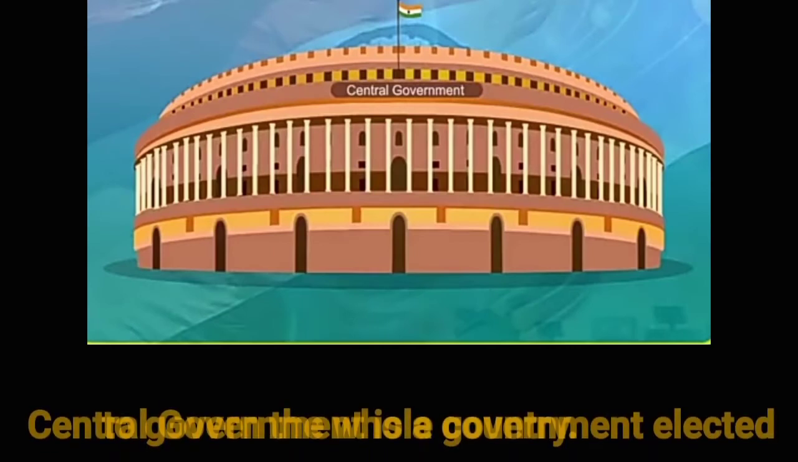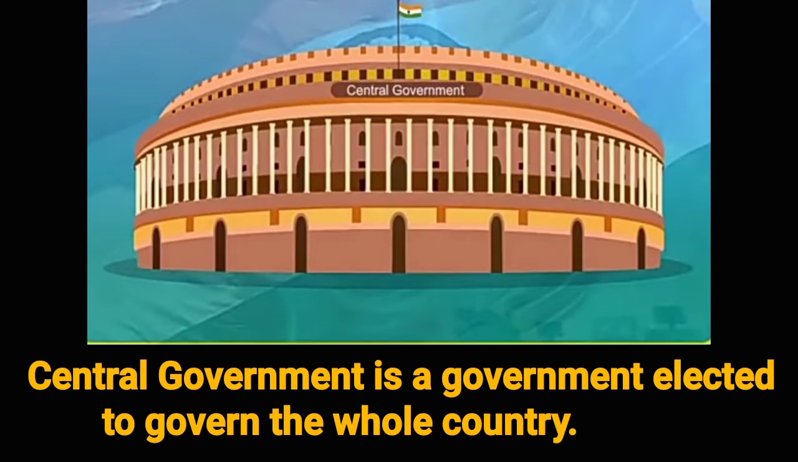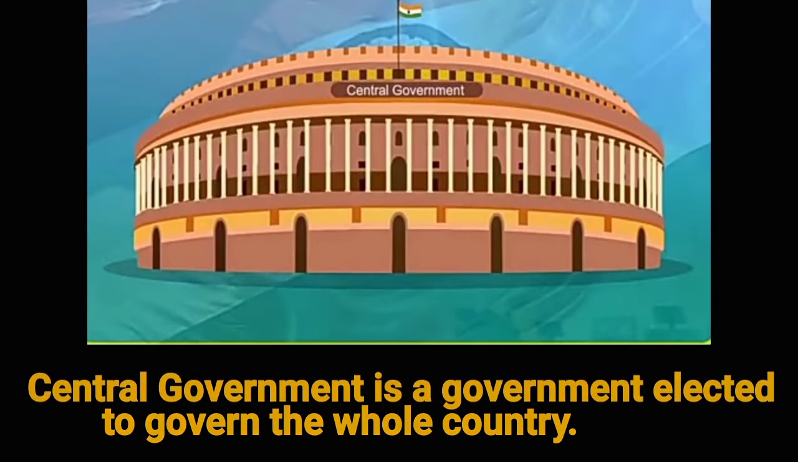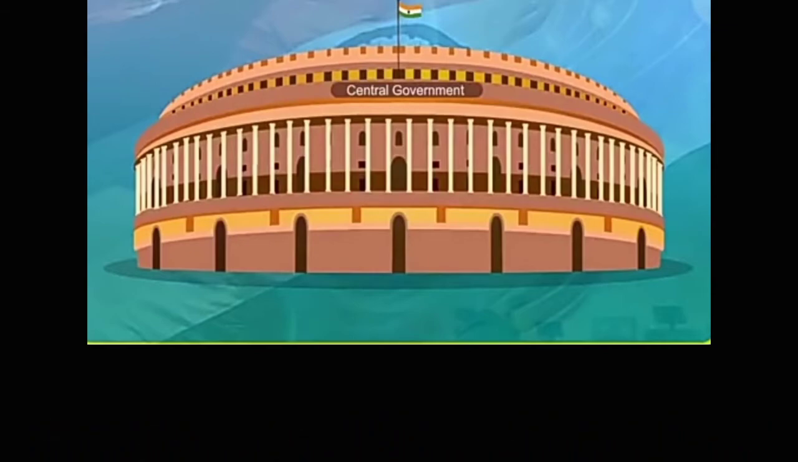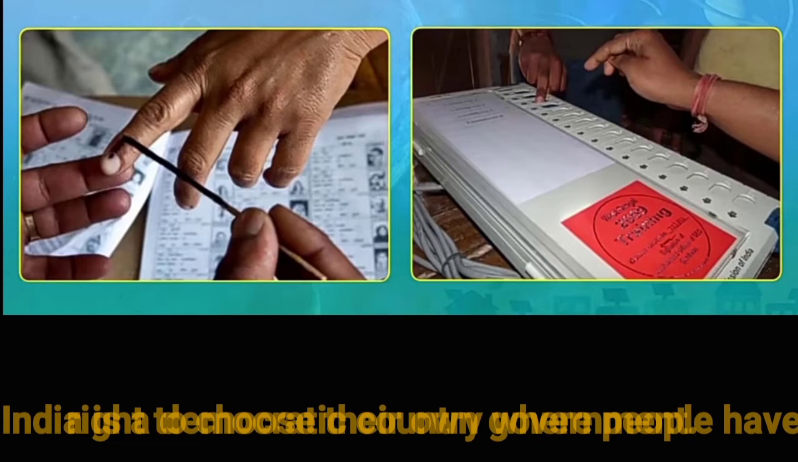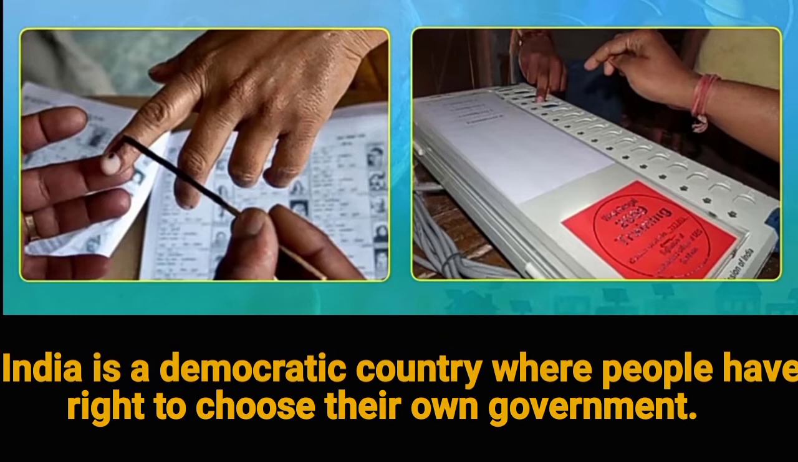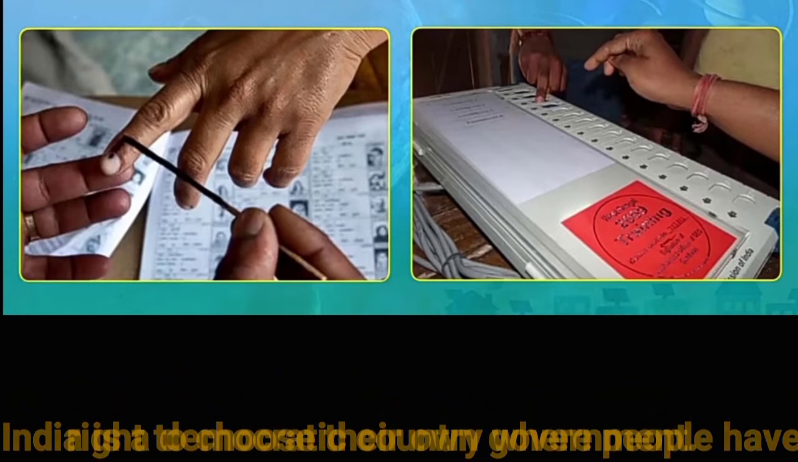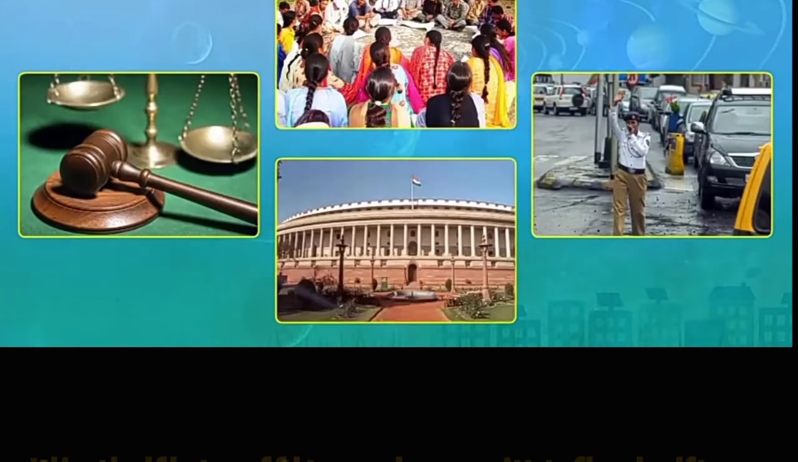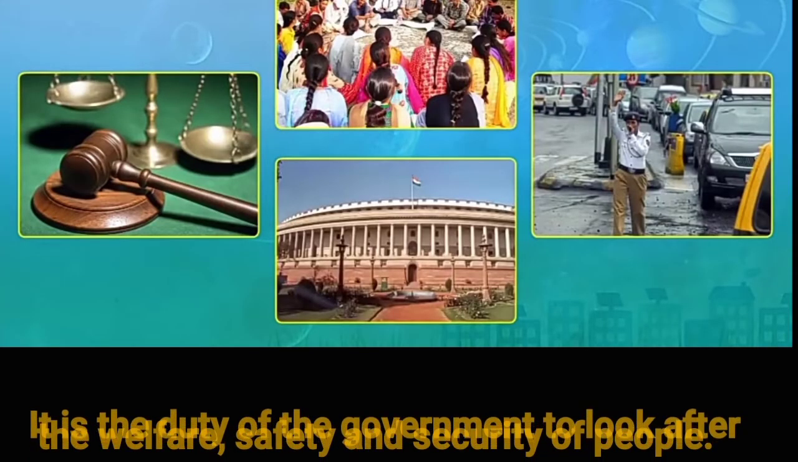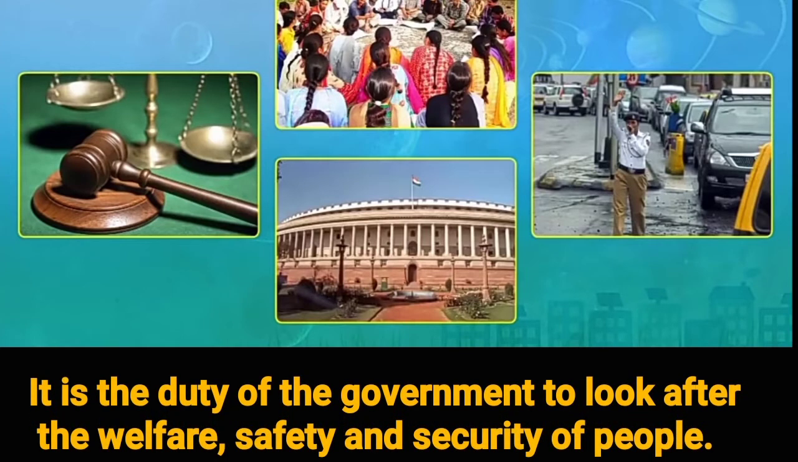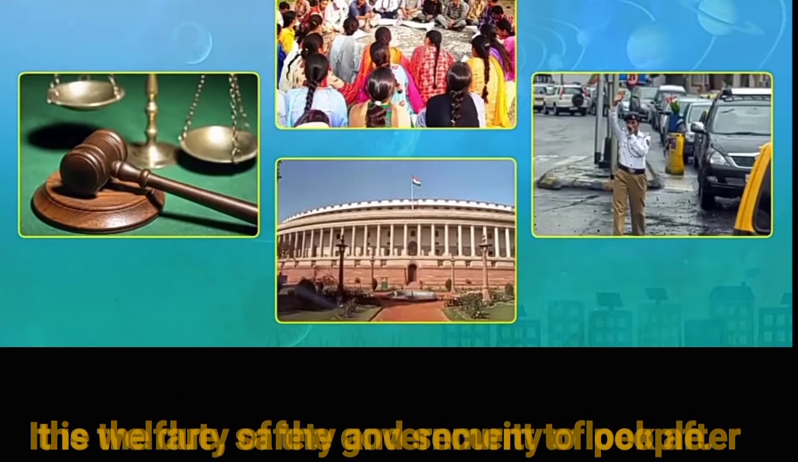Central government is a government elected to govern the whole country. India is a democratic country where people have the right to choose their own government. It is the duty of the government to look after the welfare, safety, and security of the people.